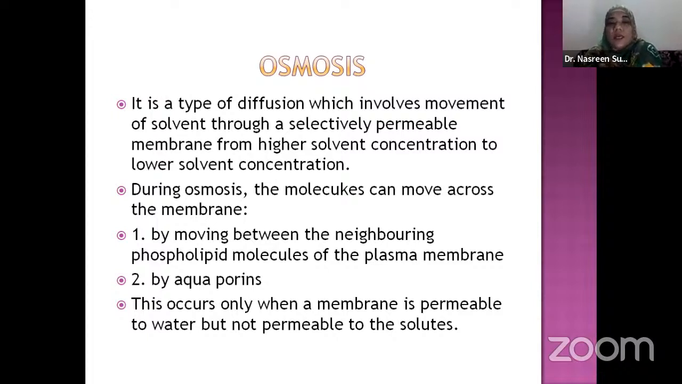During osmosis, molecules can move across the membrane by moving between the neighboring phospholipid molecules of the plasma membrane, or they can move through aquaporins, which are small pores present in the plasma membrane. This process of osmosis will occur only if the membrane is permeable to water but not permeable to the solute. It should be selectively permeable, and not permeable to any kind of solute.